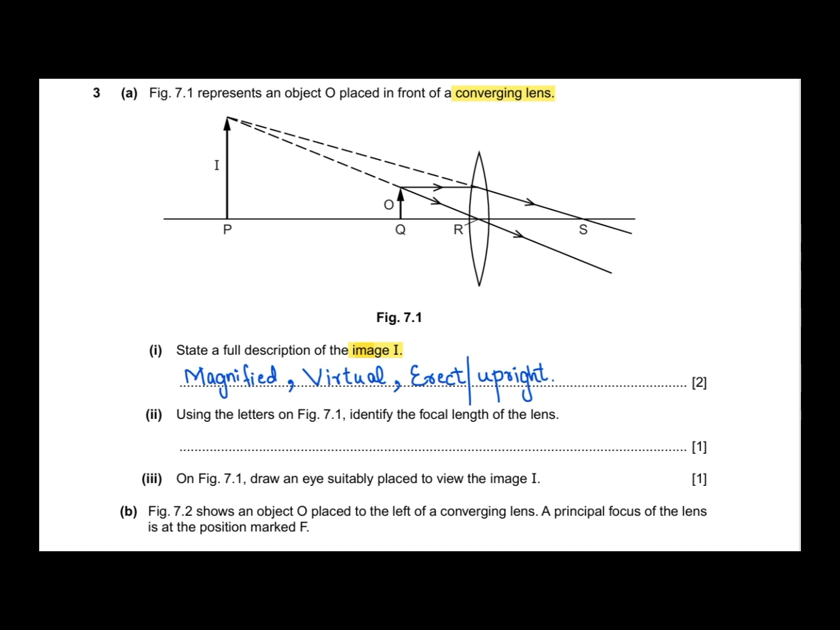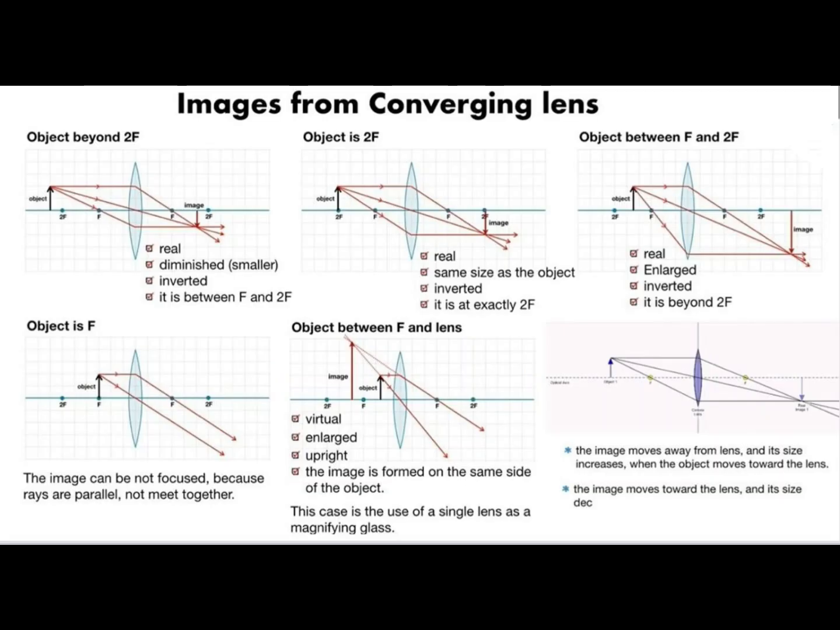B part is saying use the letter on figure 7.1 and identify the focal length. So if you see, our case is this one, object between F and the lens. And for this, we can see that the image is formed by extending the rays. So this is a virtual image, enlarged image, and upright image.